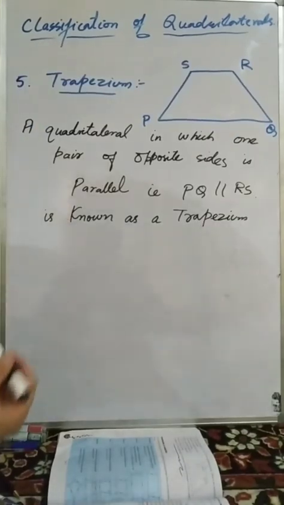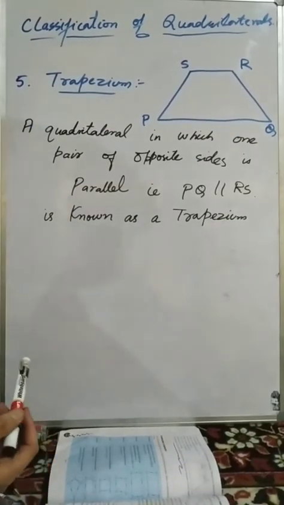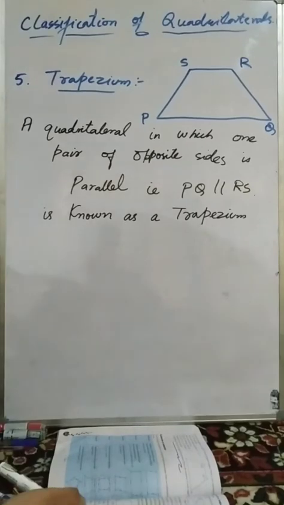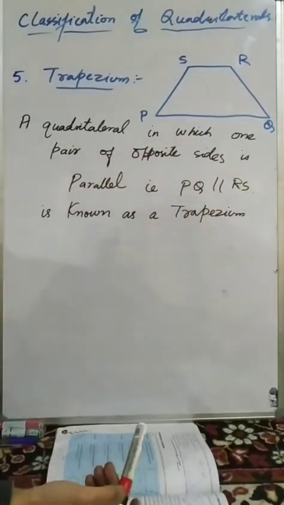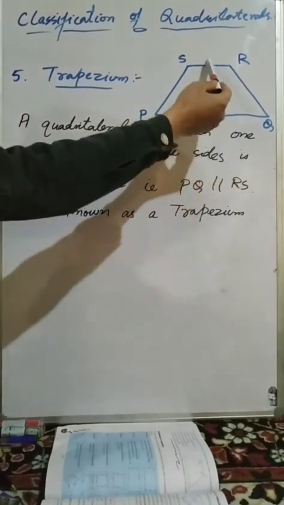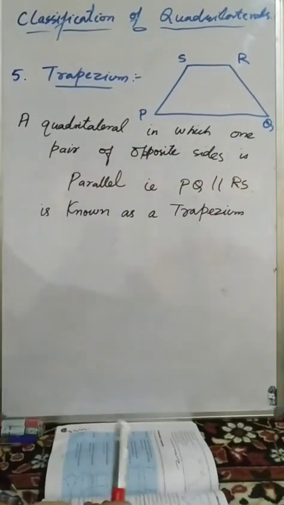Five is a trapezium. It is a quadrilateral in which one pair of opposite sides is parallel only. That is, if we have a quadrilateral PQRS, if one pair say PQ parallel to RS, so that we can say it is a trapezium.